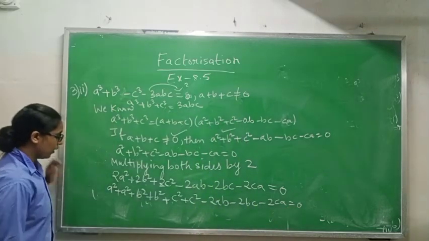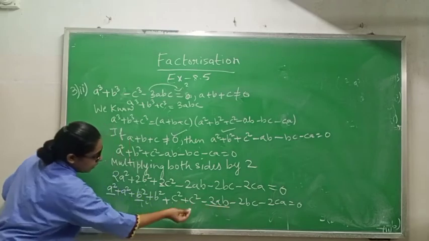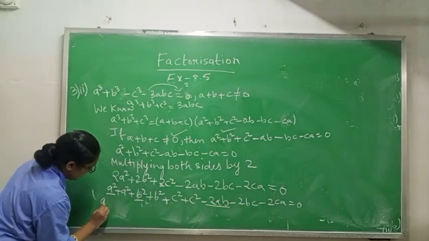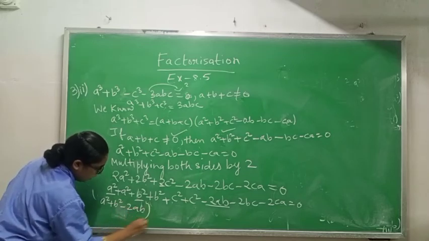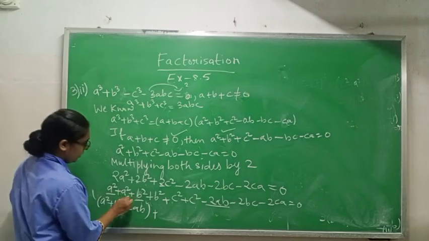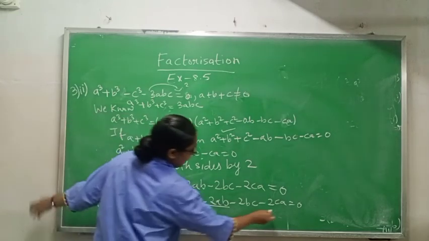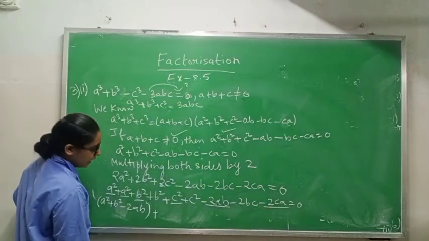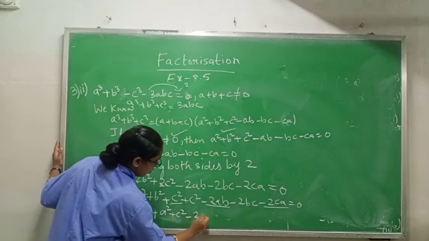Now you can see the formula a square plus b square minus 2ab, so I am writing all these first. a square plus b square minus 2ab. Okay. Now again a square plus c square minus 2ca.